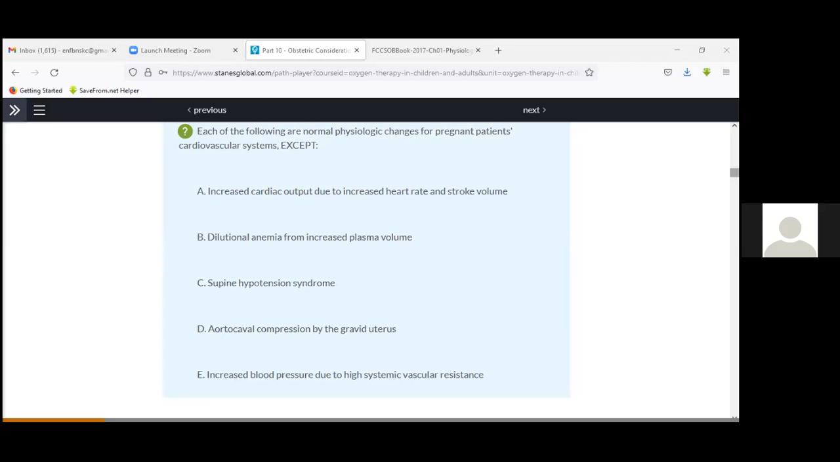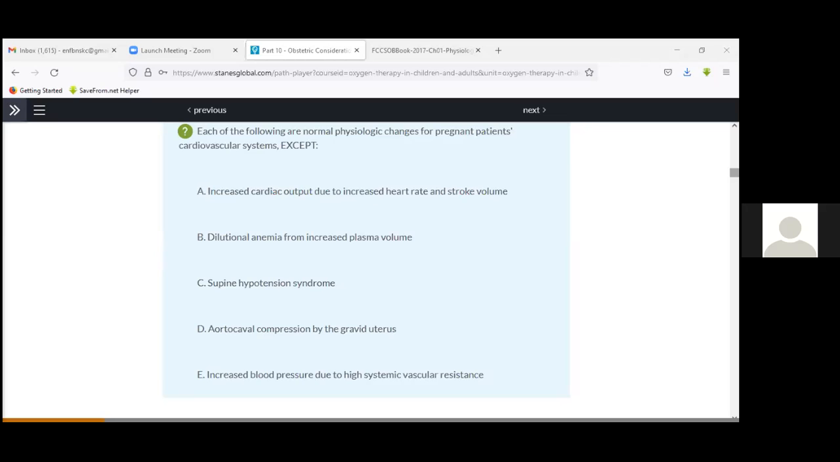So it said each of the following are normal physiological changes for pregnant patients' cardiovascular system, except. Now, if we take A, it says there's an increased cardiac output due to increased heart rate and stroke volume. Yes, there's an increased heart rate and there's an increased stroke volume. We all know what stroke volume is, the volume pumped by one side of the heart per heartbeat. So the combination of this would cause an increase in cardiac output, which is true. Now B, there's dilutional anemia from increased plasma volume. Yes, this is true too, because there's increased plasma volume, even though there is an increase in red cell mass, the increase in plasma volume is more, so there will be dilutional anemia.